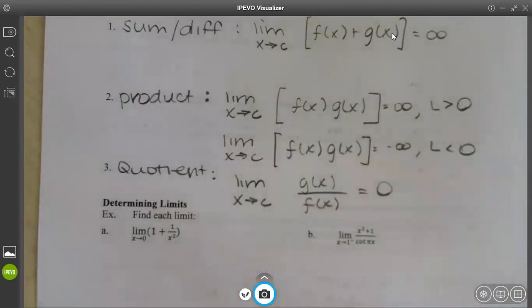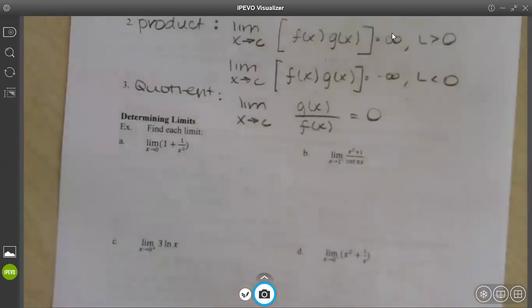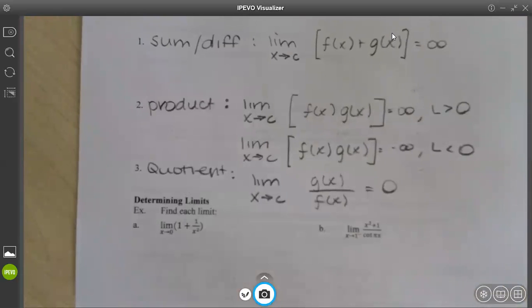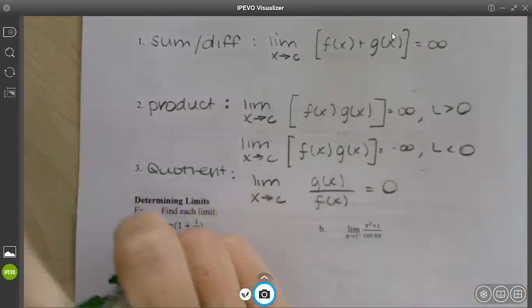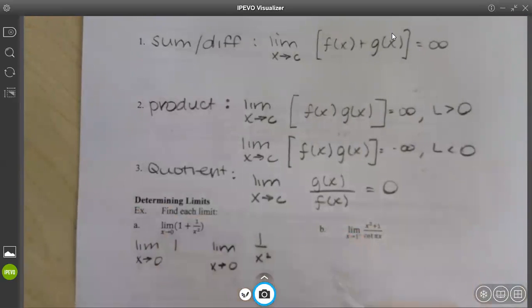Last thing, 4 examples, and then we're done. Find each limit. So we just talked about the sum or difference. It says the limit as x approaches 0 of 1 plus 1 over x squared. You can take the limit as x approaches 0 of 1, and you can also take the limit as x approaches 0 of 1 over x squared.